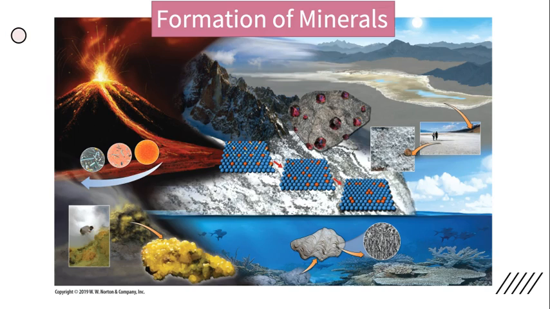The formation of minerals. Minerals form through the processes of crystallization of magma and or lava, precipitation from water, and from precipitation from marine organisms. So these are three distinct processes and environments of formation for minerals.